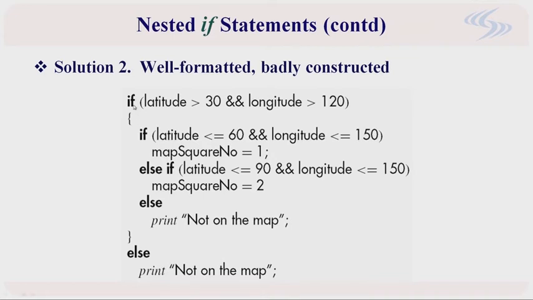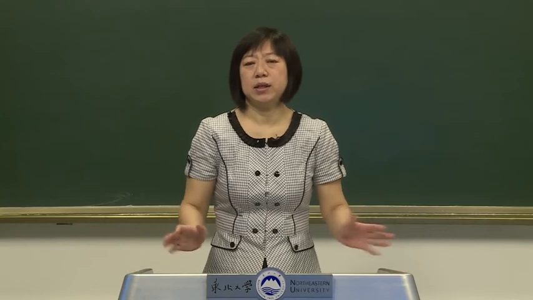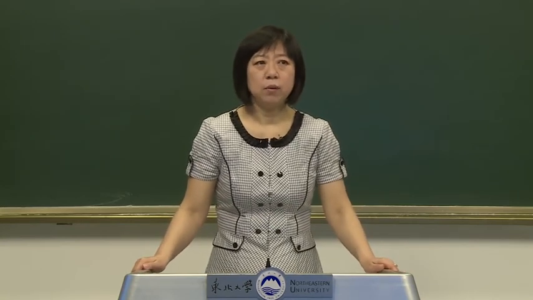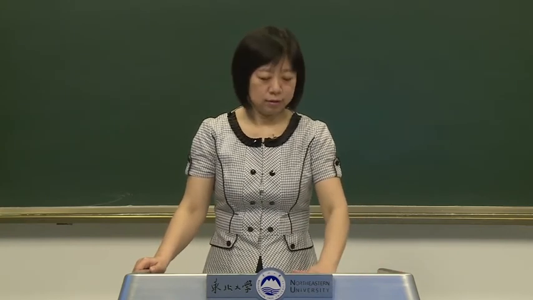Let's read it together. If latitude is greater than 30 and longitude is greater than 120, if latitude is less than or equal to 60 and latitude is less than or equal to 150, what do you think? Do you understand it? We find that the logic is just a mess. Although it is well formatted, it's really very hard to understand, right? So it's still not a good example.